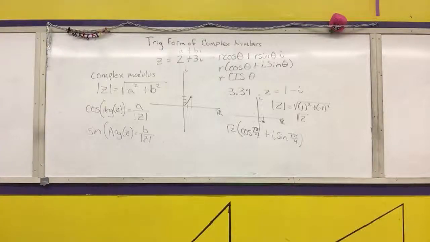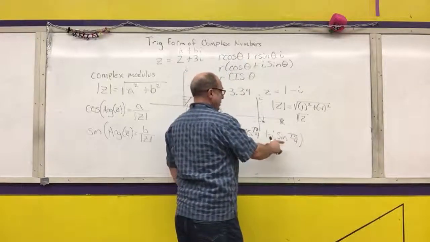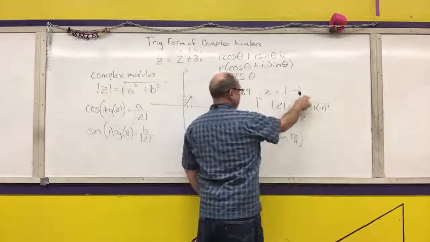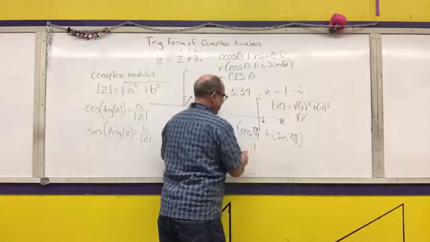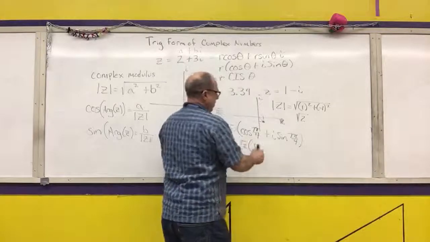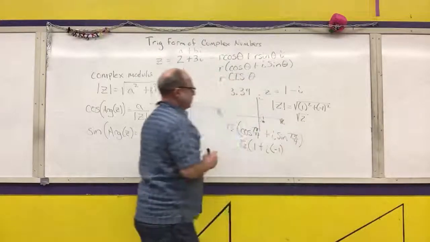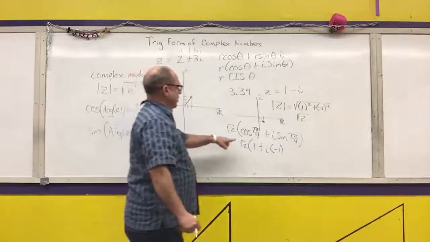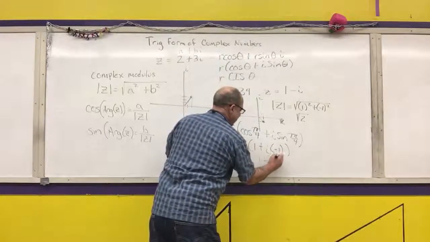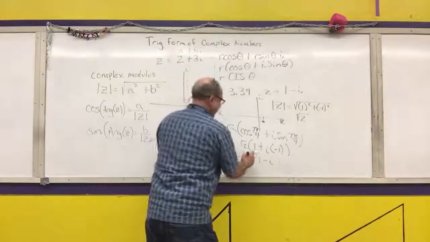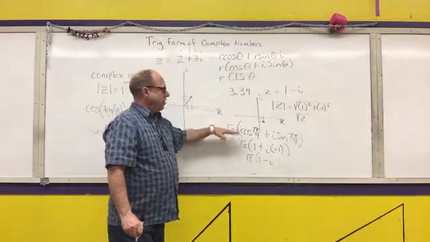And you should note that if I were to multiply this out and actually do the math here, I would actually get back to 1 minus i. Because we know the cosine of 7 pi fourths is 1. We know that the sine of 7 pi fourths is negative 1. And that would give me 1 minus i. And then I'm multiplying it by its distance. So I just wanted to show you how to do that.